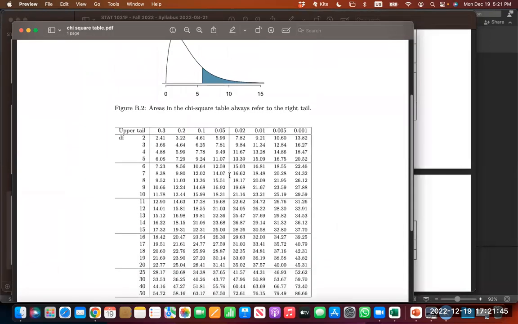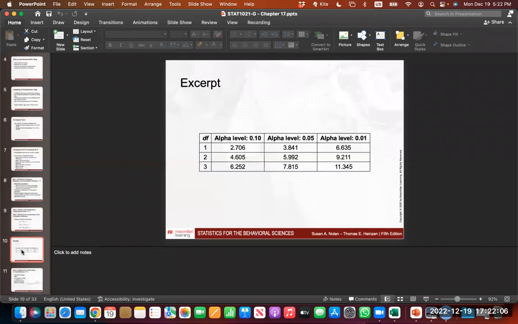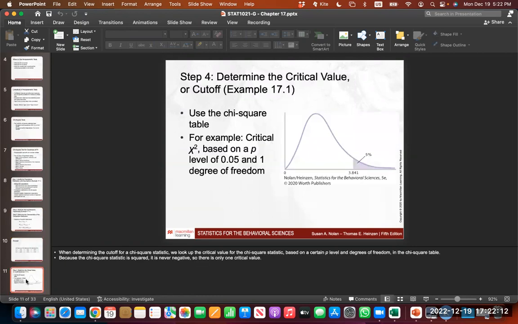Once we have the degree of freedom for chi-squared, which is the degree of freedom of rows multiplied by the degree of freedom of columns, we go to the acceptable alpha level and find our corresponding critical value. So it's straightforward. It follows the same outline as other hypothesis tests. It's nothing new really. That's an excerpt of this chi-squared table. Please use the one that I have provided you.